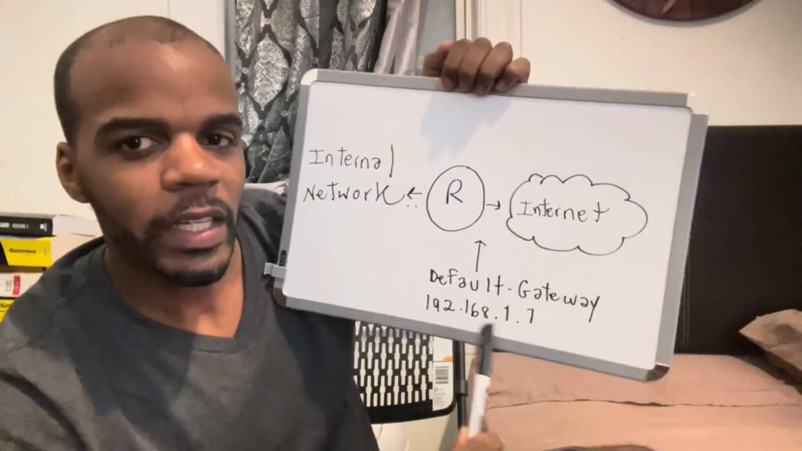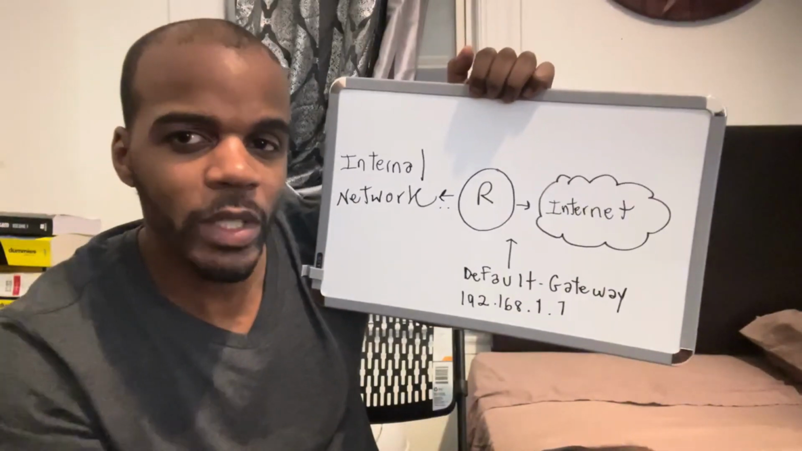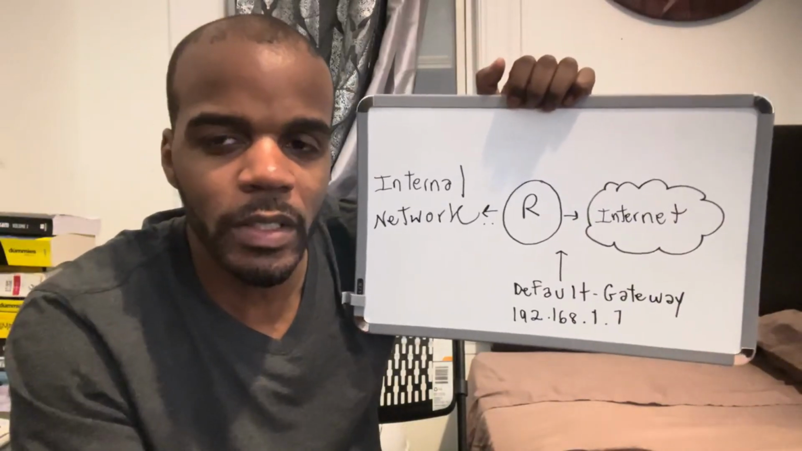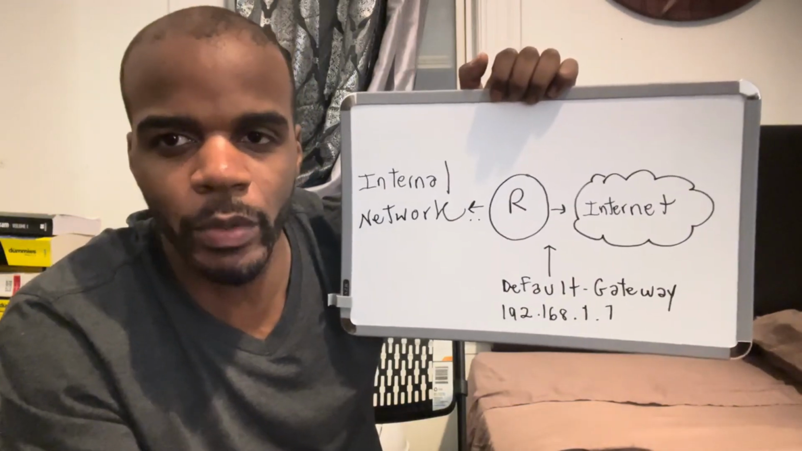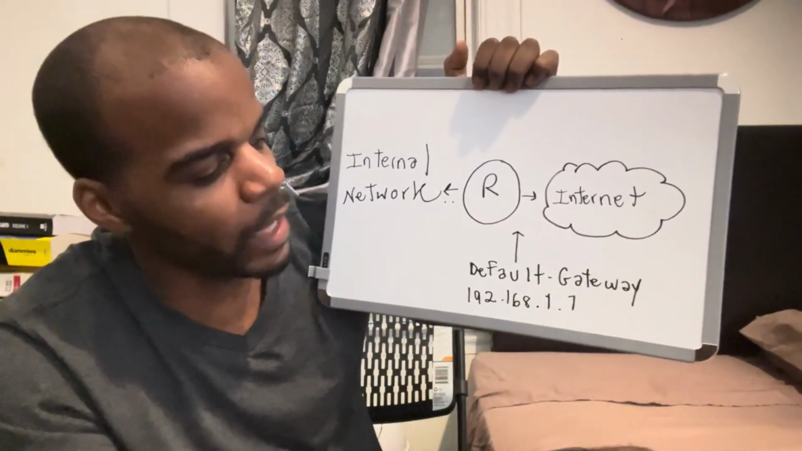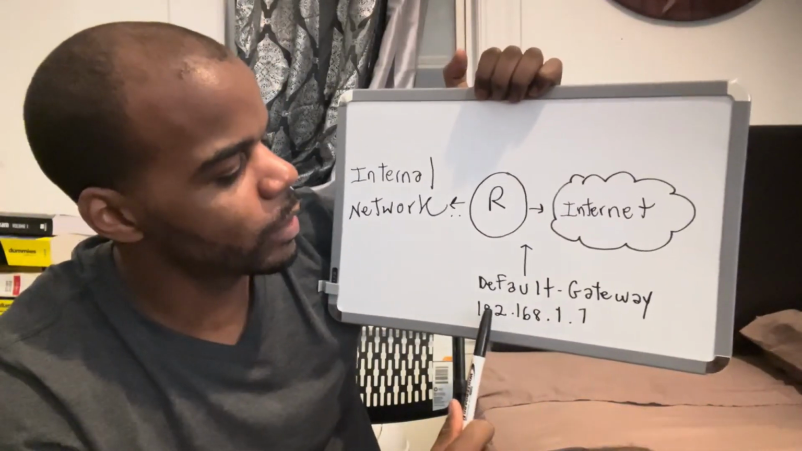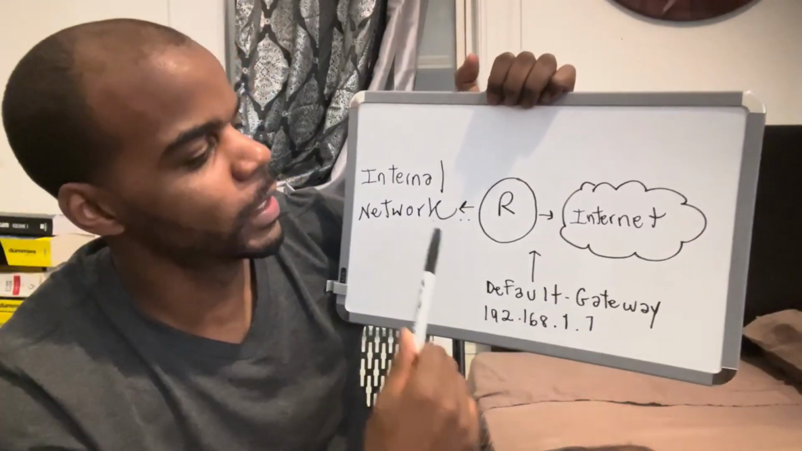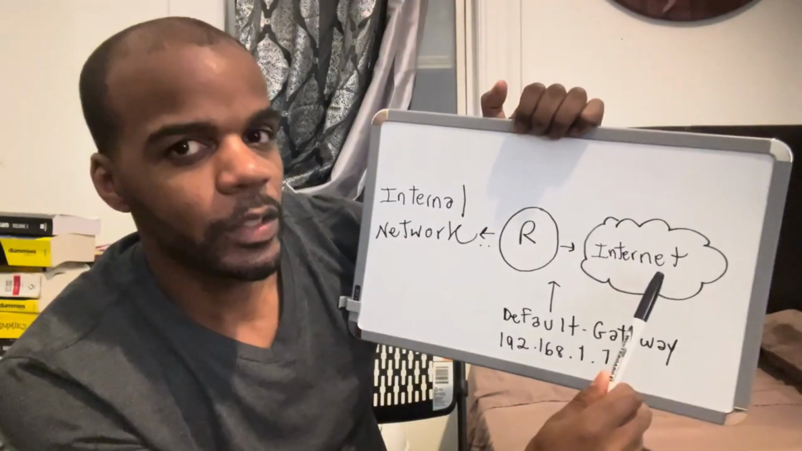A default gateway can have an IP address starting with 192.168.1.1. This is just an example IP address. It can vary. It can have any kind of IP address, but this is the easiest IP address that I can actually demonstrate for you guys. So the default gateway would be 192.168.1.1. This would be the internal network, and this would be the internet.